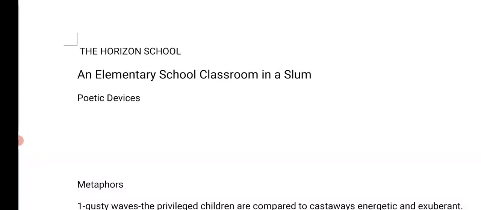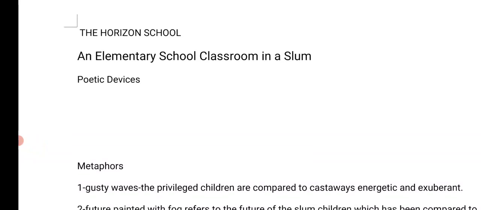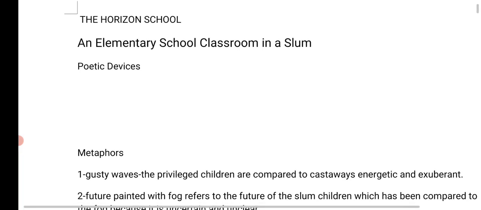This is the final part of the poem, An Elementary School Classroom in a Slum. And in today's session, we will be discussing all the poetic devices that we found in the poem. Before we proceed with the poetic devices, I think we should first discuss the summary and the portion we covered in the last three videos.